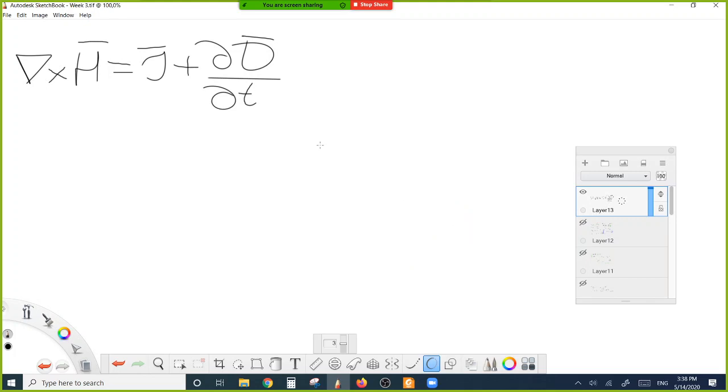And what is H? This is the magnetic field intensity and is equal to mu multiplied by B. What is J? We know J. What is this expression? We also know this expression is the displacement current density.